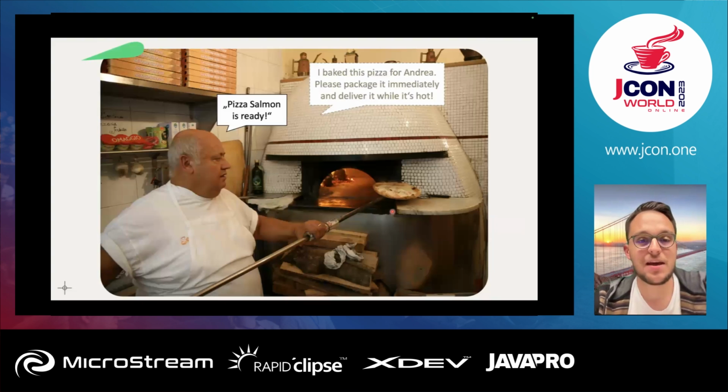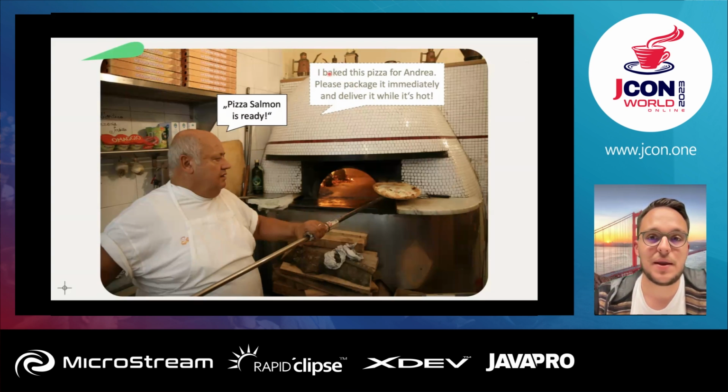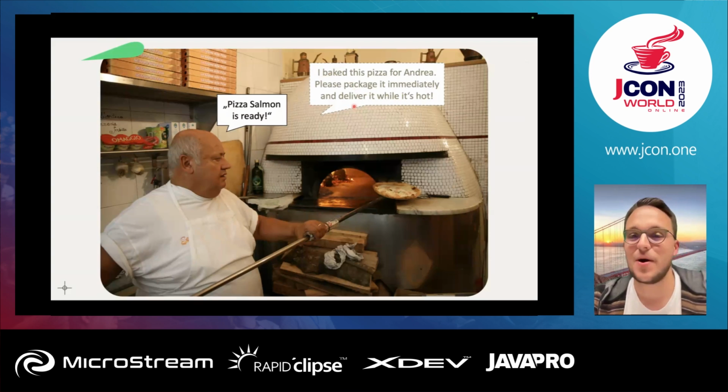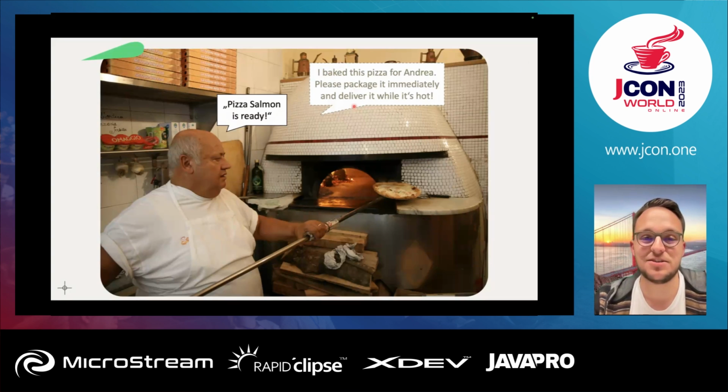Here's a great example. We have our pizza use case, and there's our chef in the kitchen, to make everything a bit more picturable in the head. The chef in the restaurant says something like, pizza salmon is ready. That could be something like an event. Whereas on the right side up here, we have a great example of such a command. That basically means: I baked this pizza, which I just pulled out of the oven, for Andrea. Please package it immediately and deliver it while it's hot. So that's quite a good example of command-driven communication, while this is just an event.